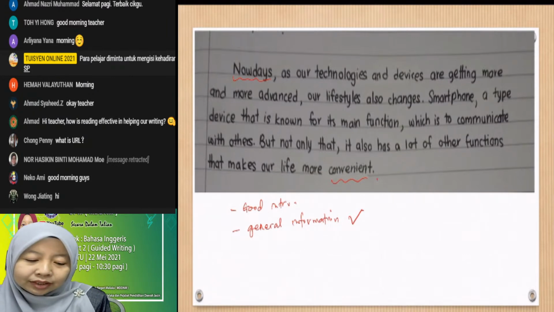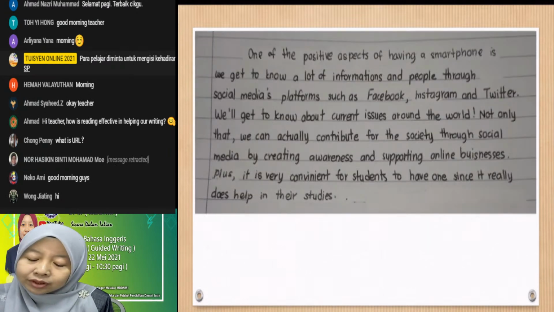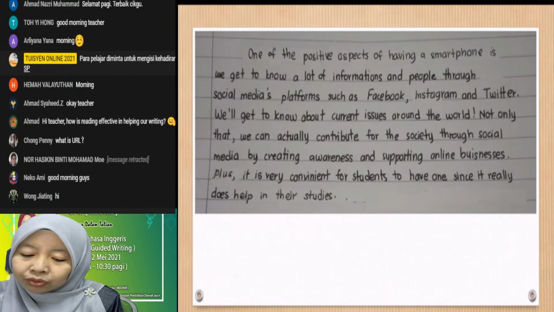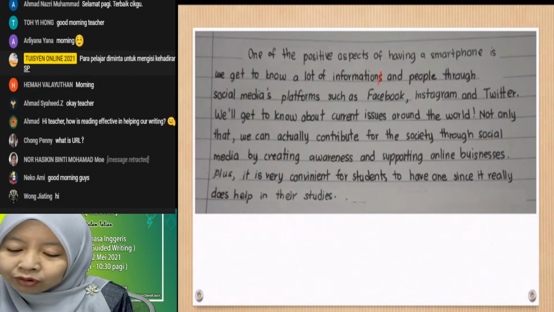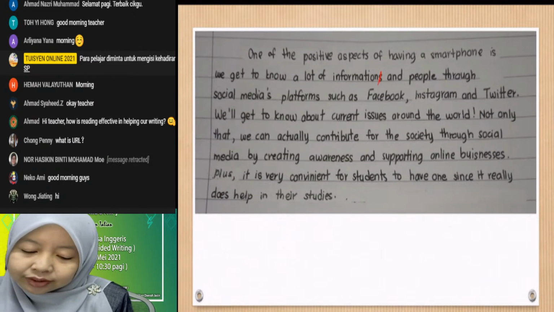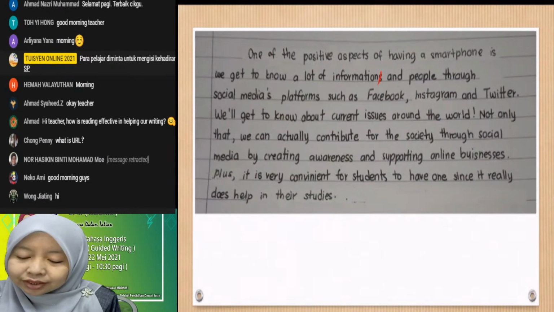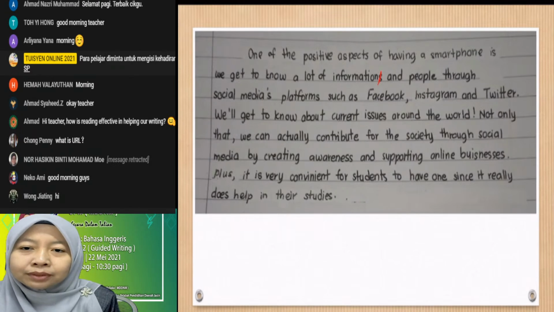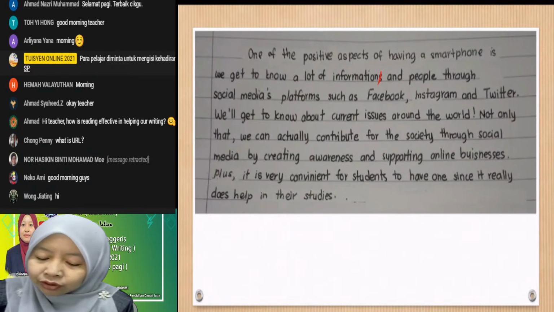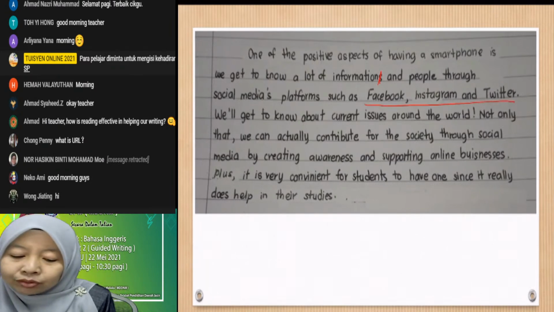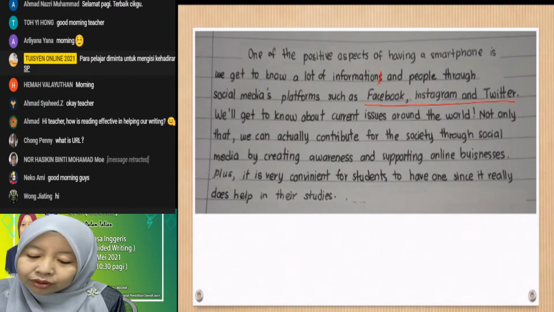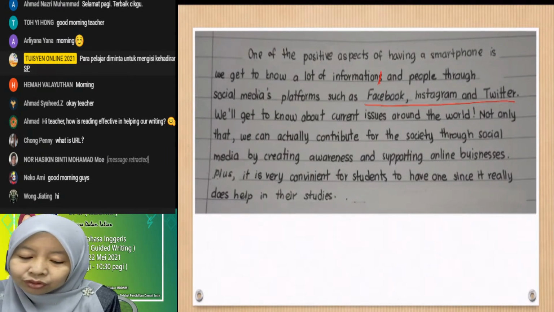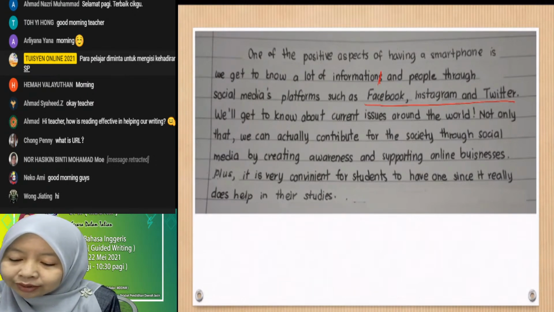Okay. Second paragraph. One of the positive aspect of having a smartphone is we get to know a lot of information and people through social media platforms such as Facebook, Instagram and Twitter. Okay, it is a long topic sentence. Okay, my suggestion here is for you to put it in a simple sentence, and then second sentence you can continue by giving example of social media that you can use to connect with others. Okay, we will get to know about current issues around the world. Not only that, we can actually contribute for the society through social media by creating awareness and supporting online business.